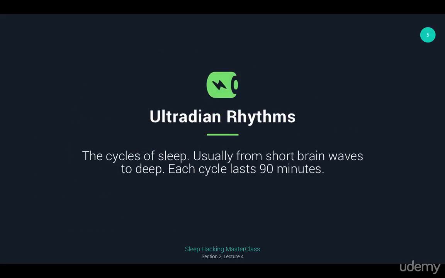Okay, so next is the ultradian rhythms. Now, these are the cycles of sleep. They each last about 90 minutes. And during an ultradian cycle, we usually go from a short brainwave to deep brainwave, and we go back again. So we go from light sleep down to deep sleep and then back again, all within a 90-minute cycle.